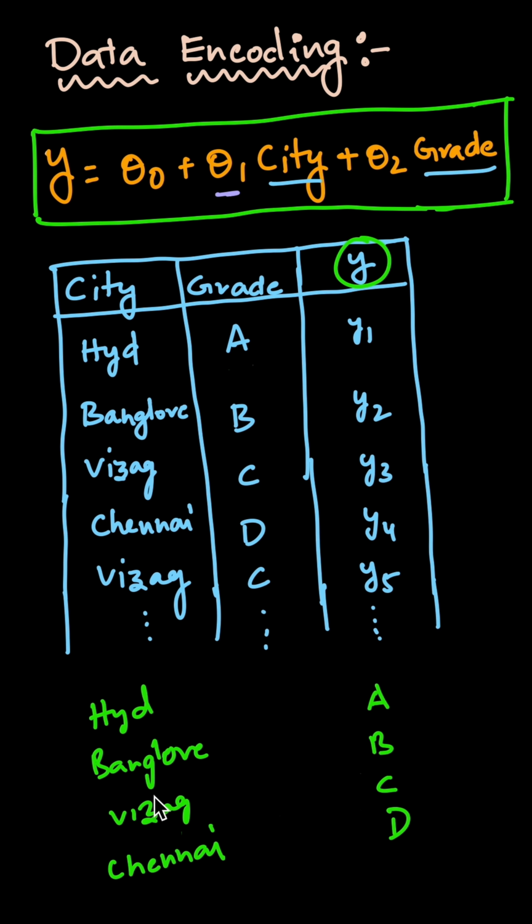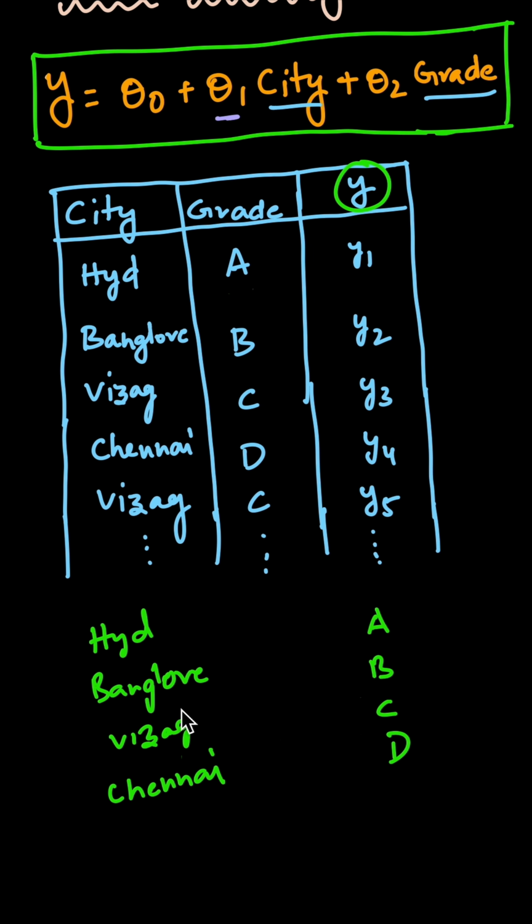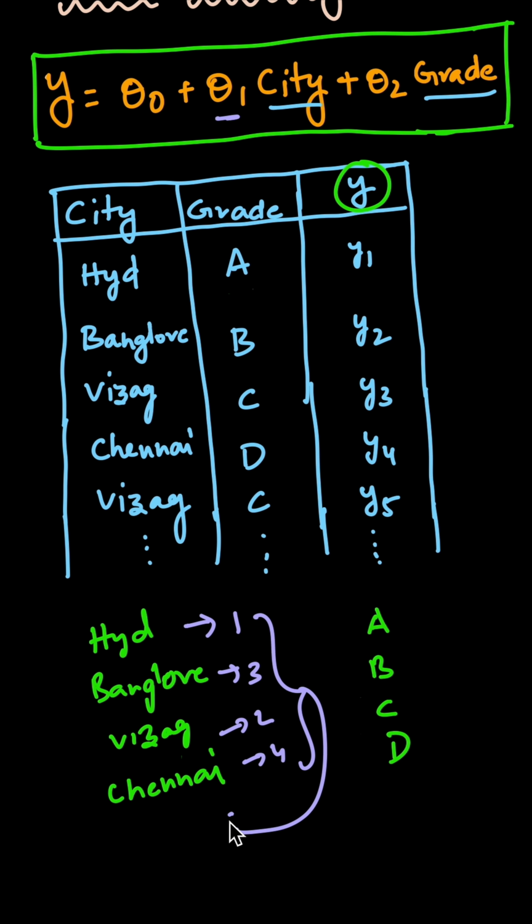At that time, what we'll be doing, we'll be replacing these strings with some numbers. That means we are doing some kind of data encoding. Okay. And how we'll be doing this data encoding? We'll be assigning numbers, random numbers. We can assign 1, 3, 2, and 4. This random assignment of numbers is simply called as label encoding.